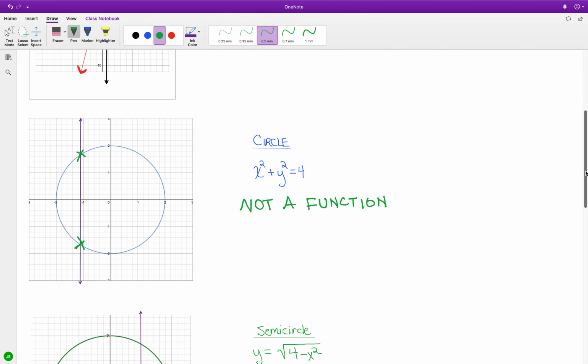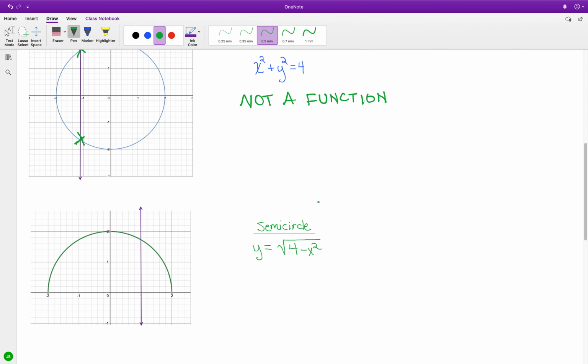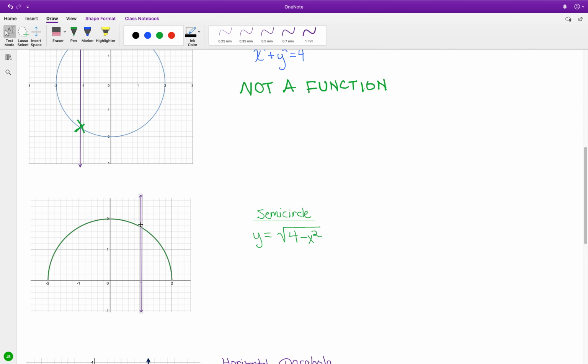However, if I take the upper half of the circle and form a semicircle, then from end to end we have intersection at most at one point. So while a full circle is not a function, the upper half of a circle, or even the lower half of a circle, will constitute a function. So a semicircle is going to be a function.